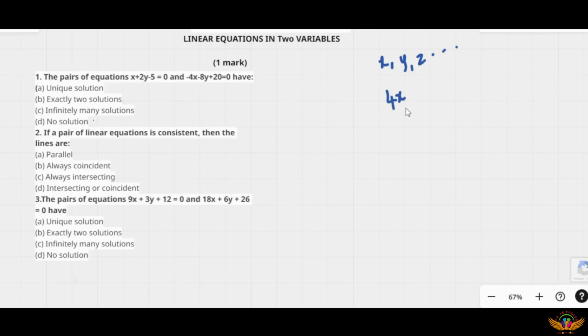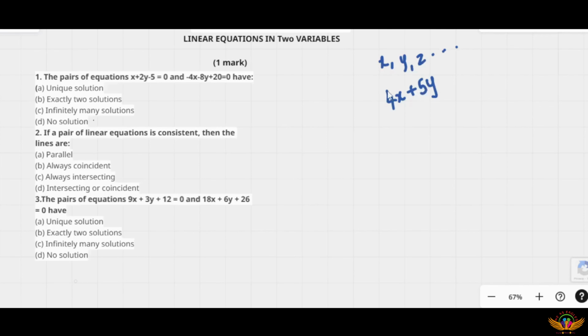Not only this one variable, here we are taking two variables. We are taking y as well, and I'm taking a number for it, 5. Here the coefficient of x is 4 and the coefficient of y is 5. So together they are making a two variable linear equation.